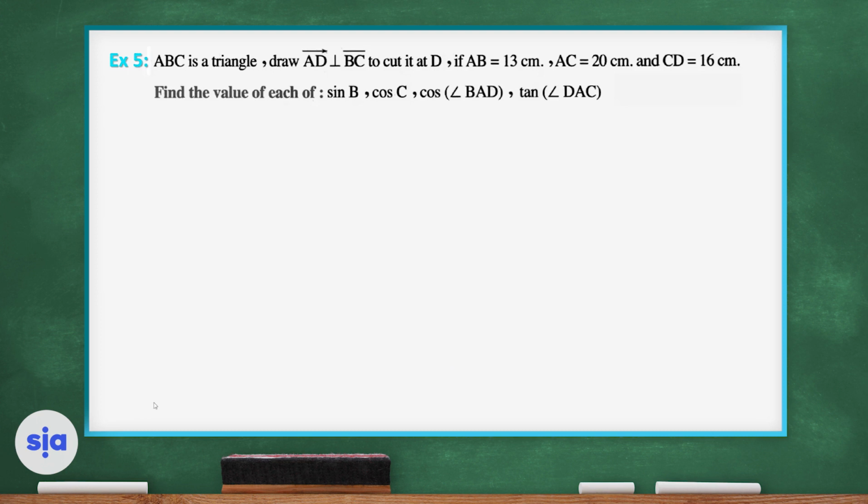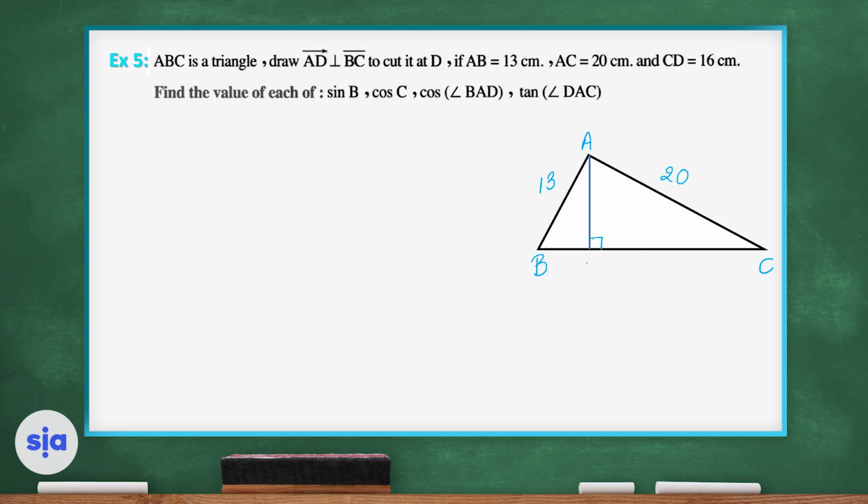So, the first thing you do is draw the triangle ABC. Okay, so this is triangle ABC. You put the labels. Here's A, here's B, here's C, where AB is 13 centimeters, AC is 20 centimeters, and CD is 16. But where is D? Yes, AD is perpendicular to BC. So this is D, and we have here that DC is 16 centimeters.